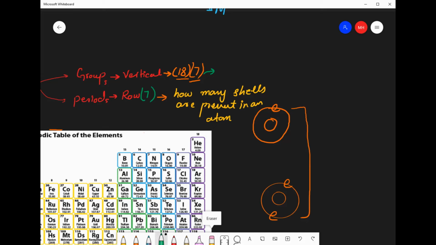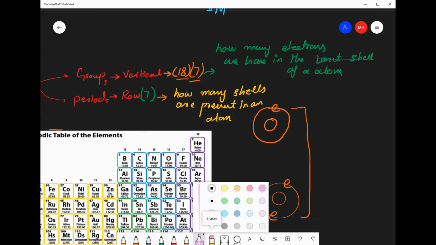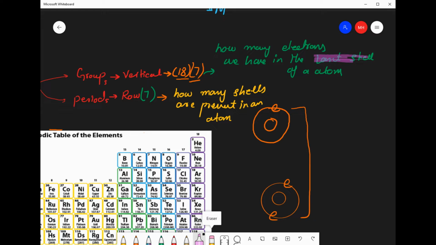Numbers show us how many electrons we have in the last shell of an atom. Now, an important thing over here is this statement: last shell. This is an important one. Why am I saying it's important? So this one over here, last shell.